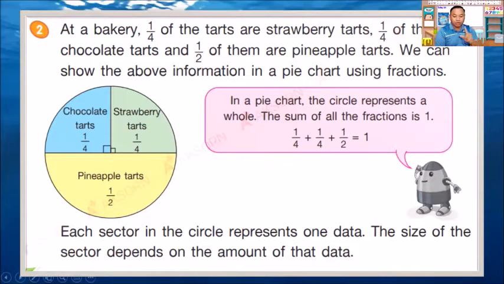So in a pie chart, the circle represents a whole. So the total or the sum of all the fractions is 1. All right? So every sector in the circle represents one data. So the size of the sector depends on the amount of that data. All right.